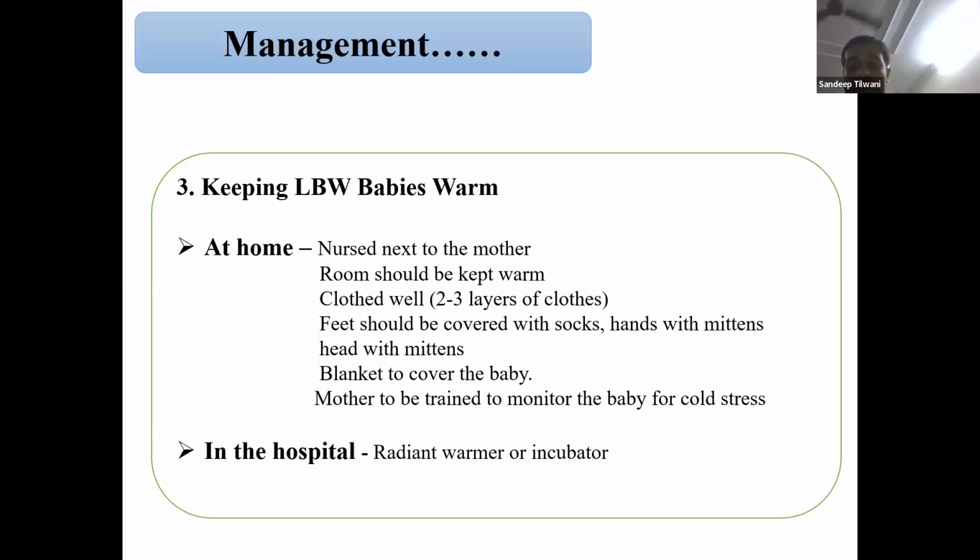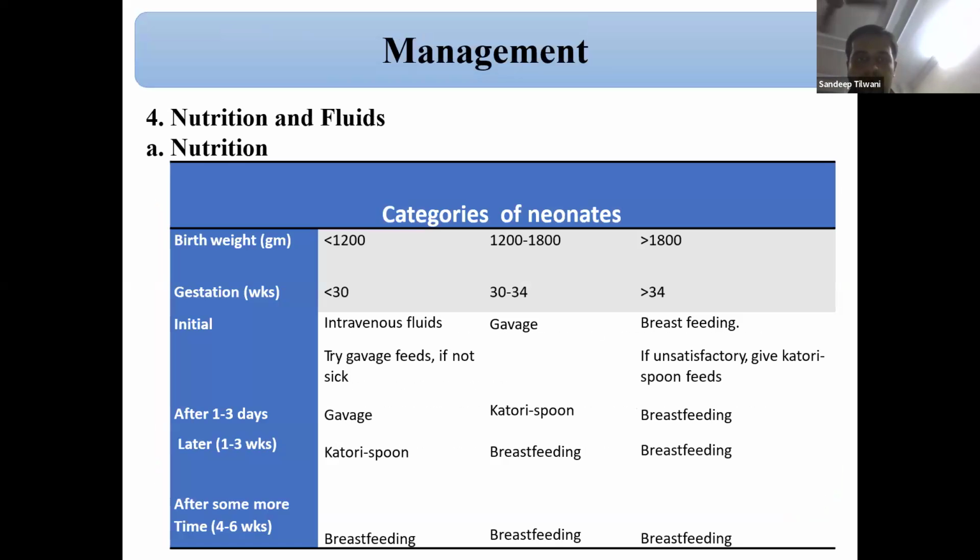Okay, and also you have to train the mother to look for cold stress. That is, you have to train the mother to assess whether the hands and feet are cold to touch or not. Okay, so all these things you have to ensure for caring for a low birth weight baby.